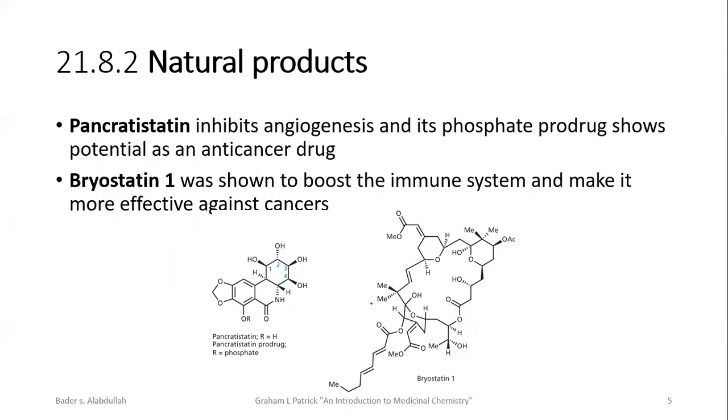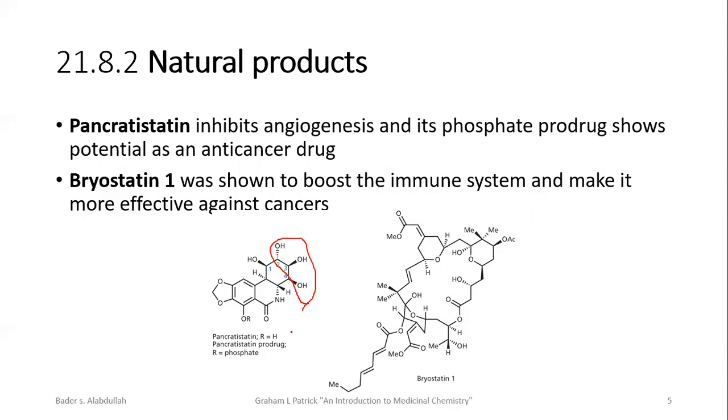Studies have found that those three hydroxyl groups, the hydroxyl groups at carbon numbers 2, 3, and 4, all of them are important for activity. And the phosphate prodrug is undergoing studies now. Why the phosphate? Because it's more soluble than the original drug.